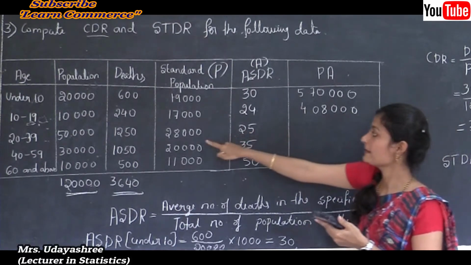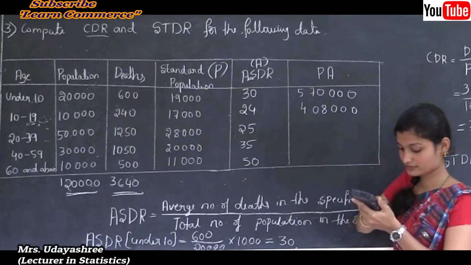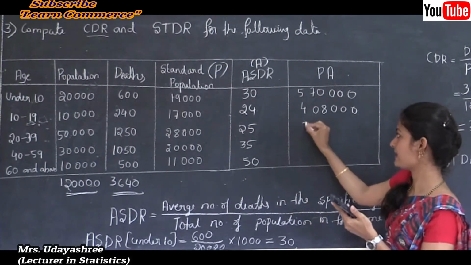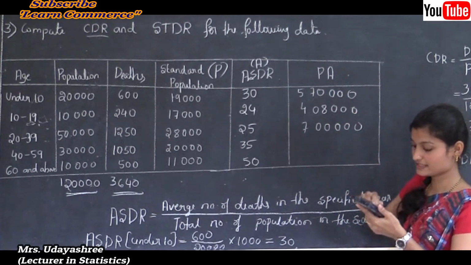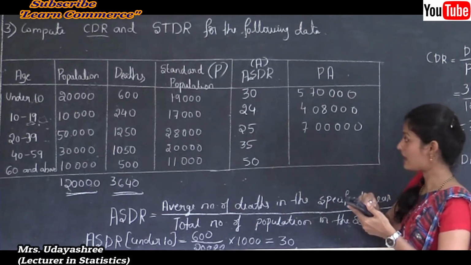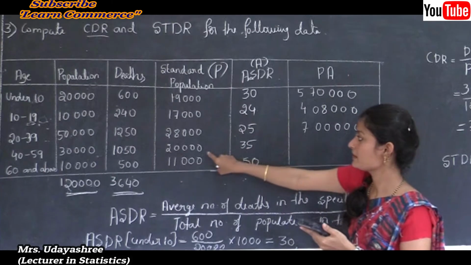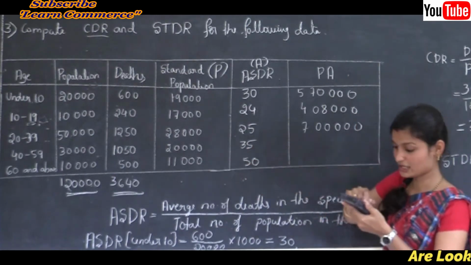Next, A is 25 and P is 28,000, that is 7 lakh. Next, A is 35 and P is 20,000.